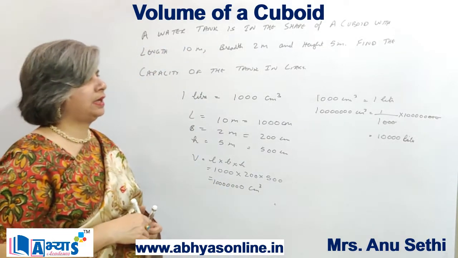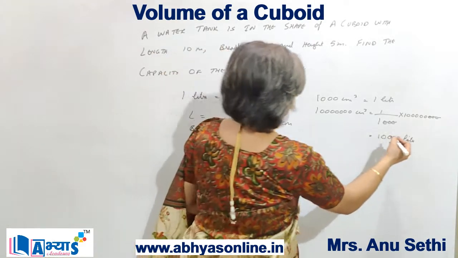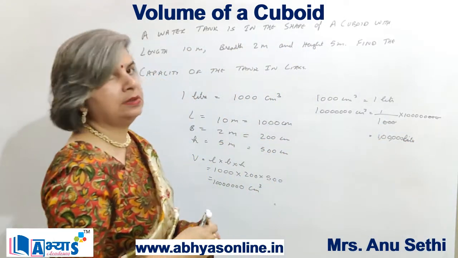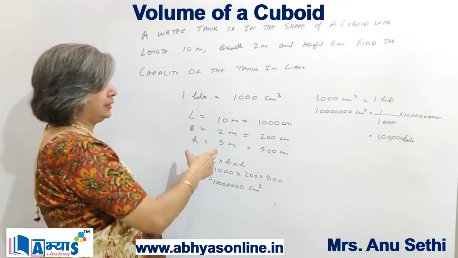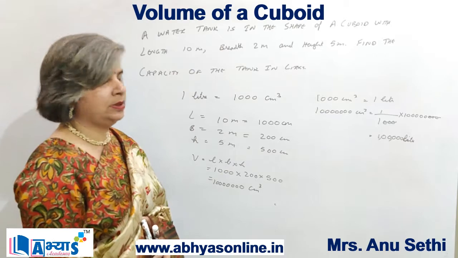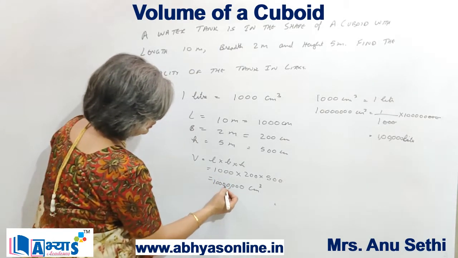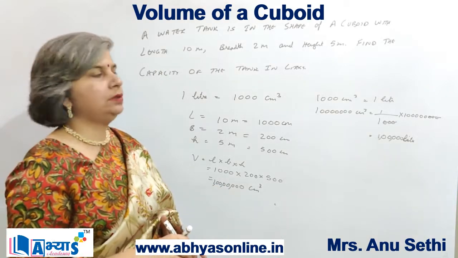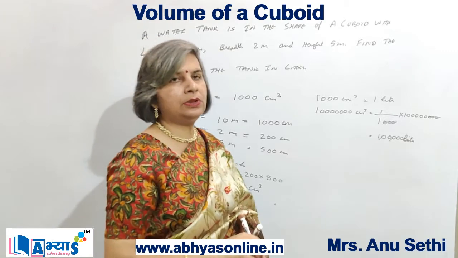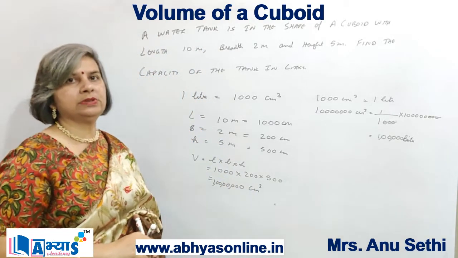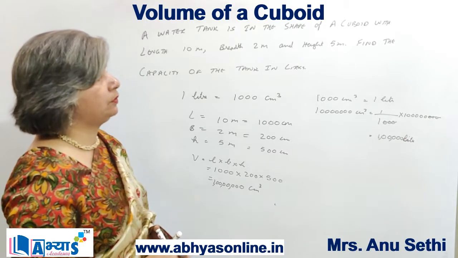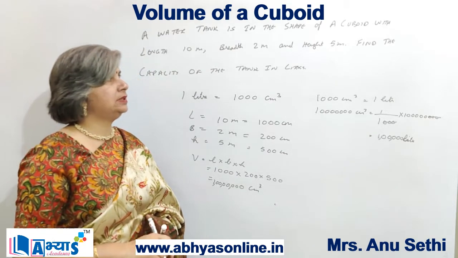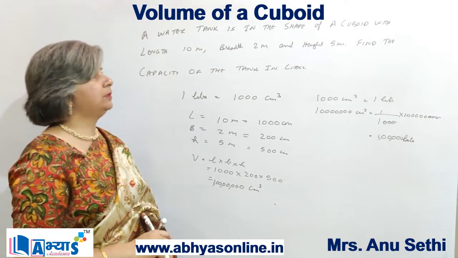So this is how we can calculate that it can store 1 lakh liters of water, because the volume of the tank is 1 and 8 zeros. And when I convert it into liters, I know that 1000 centimeter cube is equal to 1 liter, and so the volume will be equal to 1 lakh liters of water it can store in this tank, which has the dimension of 10 meters by 2 meters by 5 meters.